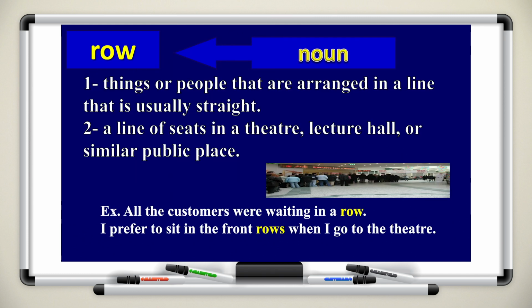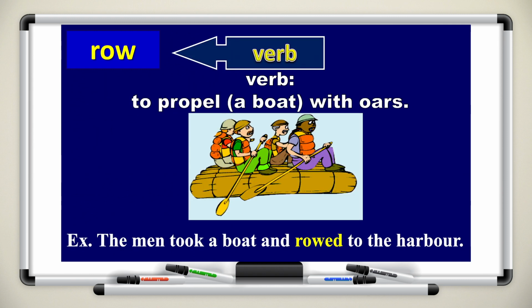Row, as a noun, means things or people that are arranged in a line, usually straight, or a line of seats in a theater or a cinema. For example, all the customers were waiting in a row. I prefer to sit in the front row. Row as a verb means to propel a boat with oars, usually a boat. Example, the men took a boat and rowed to the harbor.